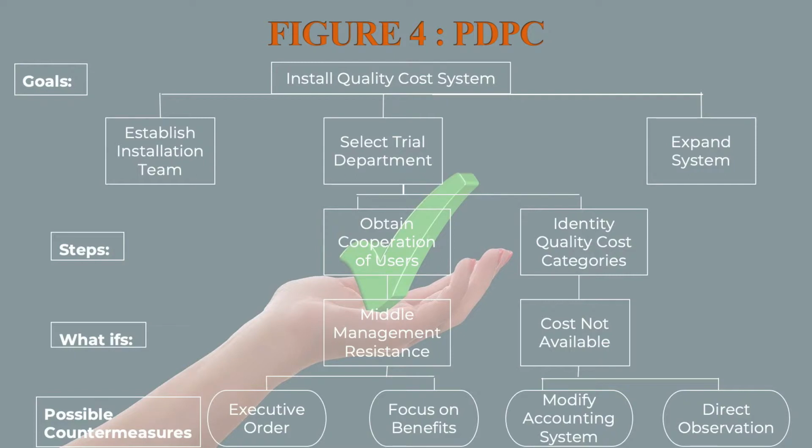Then possible countermeasures. If it happens like this, what do you have to take? What possible countermeasures do you have to take? Then executive order or focus on benefits. These are the important countermeasures. Then in the next place, modify accounting system. So if the quality costs are not available, then you can modify the accounting system or use direct observation. So through this you can countermeasure the defects. So that is the use of PDPC.